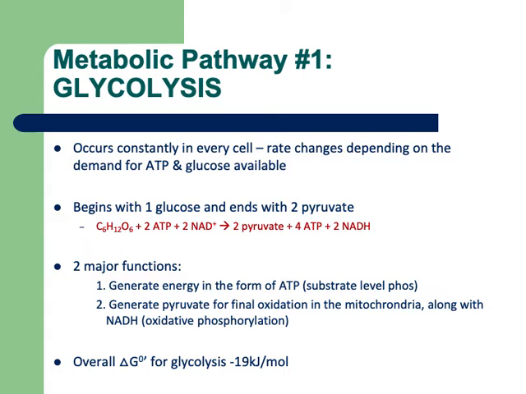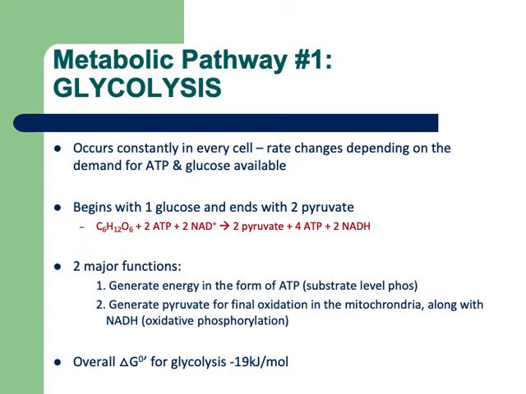As you can see by the equation on the second point, these are the inputs and outputs, or the substrates and the products of glycolysis. We have glucose, C6H12O6, plus 2 ATP. We have 2 ATP coupling reactions, plus 2 NAD+, which leads to 2 pyruvate plus 4 ATP plus 2 NADH. This is a very important equation, and it summarizes exactly what the reactants and products of glycolysis are.